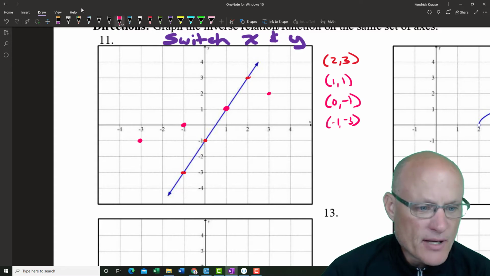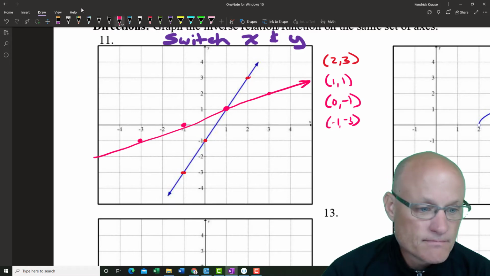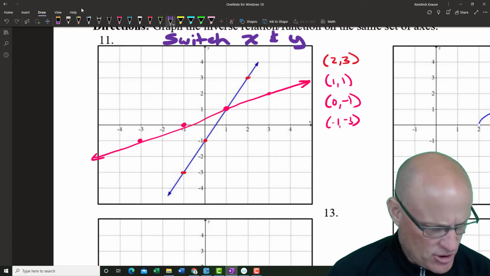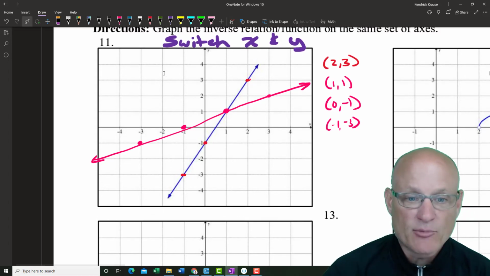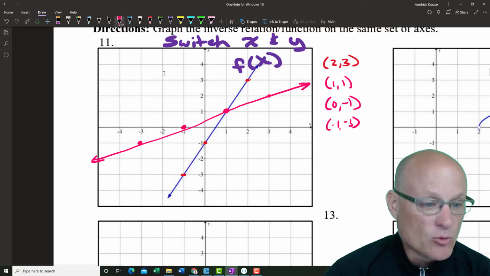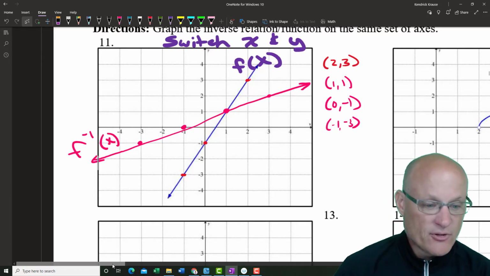So let me try to do the best I can drawing in my inverse here. So if this function, and let me give you a little bit of notation. I'm not sure I've talked to you about a little bit of notation yet, but I'm going to eventually. This would be f of x. And this one down here would be f inverse of x. I'll talk to you about notation tomorrow. All right, let's do another one. Inverses aren't bad.